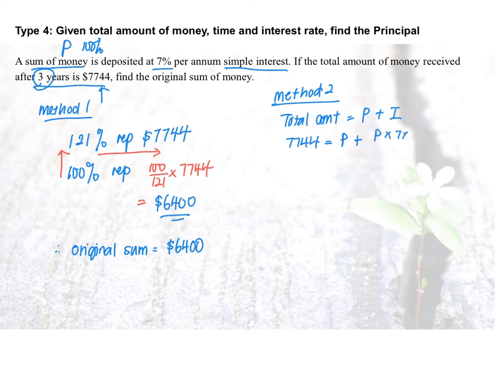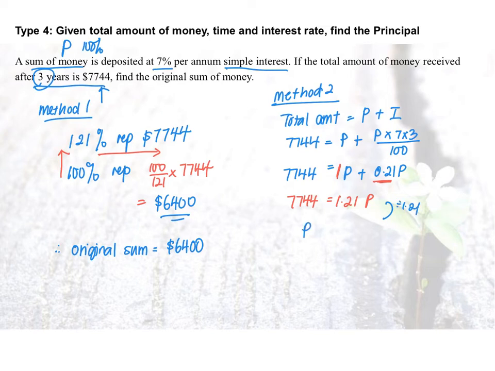PRT, 7 and 3 years over 100. So this gives me P plus 0.21 units of P. So what does this mean? This actually means that 1 unit of P plus 0.21 units of P, I will have a total of 1.21 units of P. And after that, I try to divide by 1.21 to find the value of P, which gives me also $6,400. That's all.